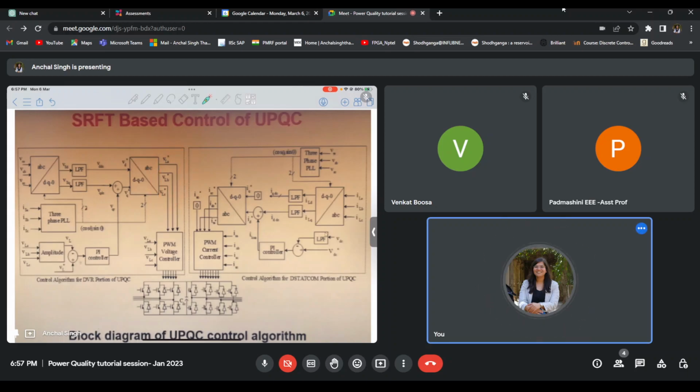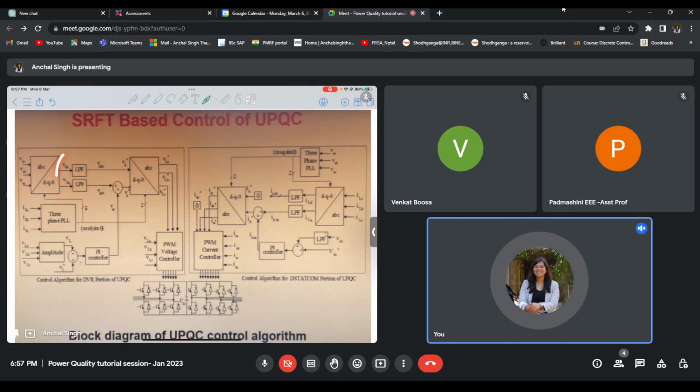There are two places. First is my source voltage. I have a distorted source voltage and I want a decent load voltage, and this decent load voltage will be taken care of by my DVR. So I have my source voltage. Since it is a synchronous reference frame theory based method, I will be converting these ABC components into DQ components. So VSABC will be converted to VSD and VSQ.